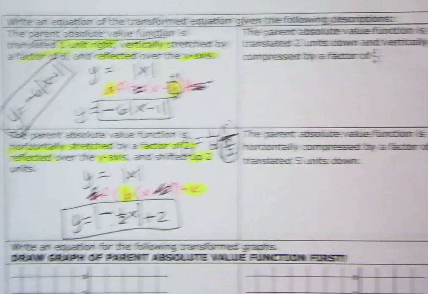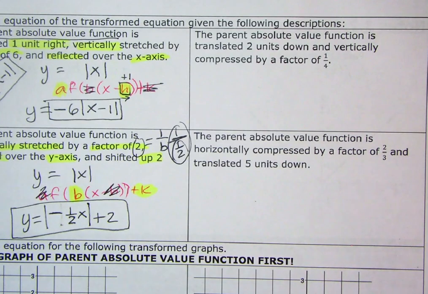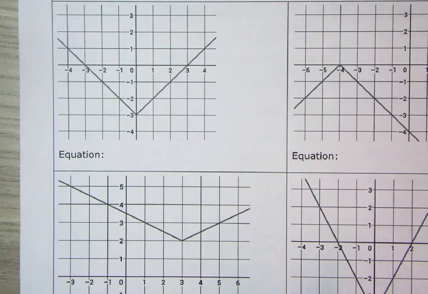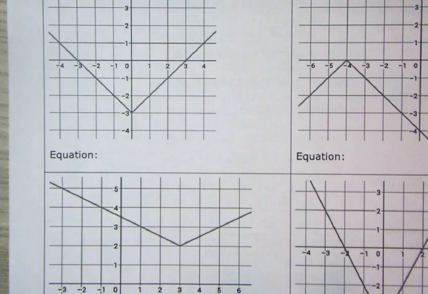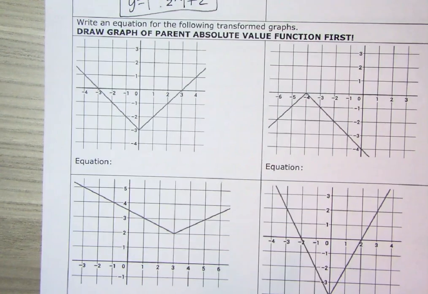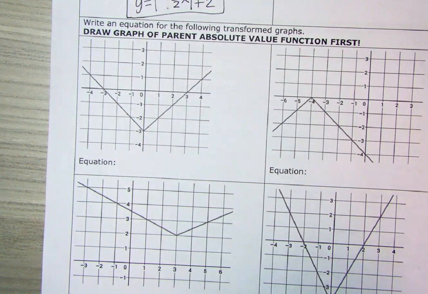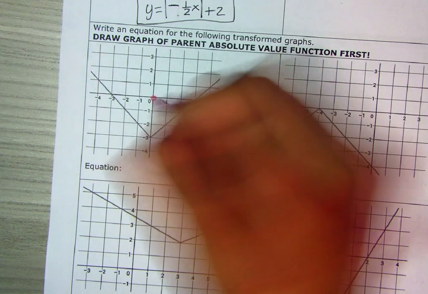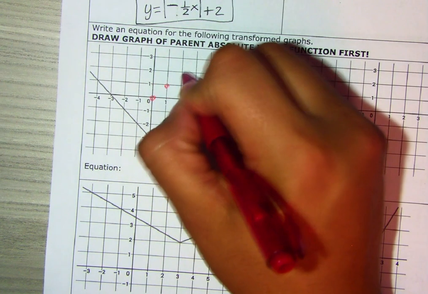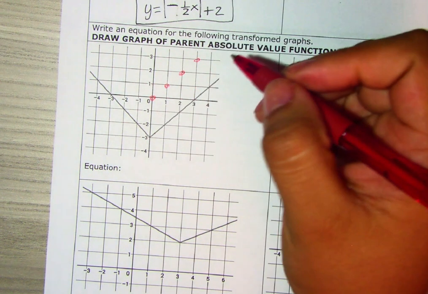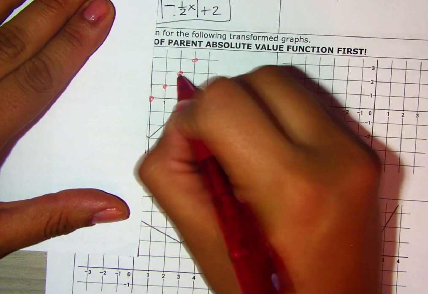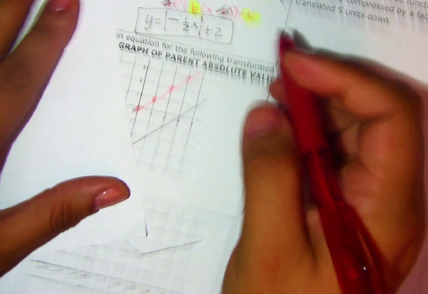So try these 2 examples right here on the right side and let me know if you need help. On the last 2, we have the graphs, and you just have to write an equation of the transformation from the parent function. So keep in mind that the parent function is starting at the origin, and it's a 1-to-1 ratio. And by 1-to-1, like I said, it's a slope of a line, rise 1, run 1, rise 1, run 1. So this is the parent function.